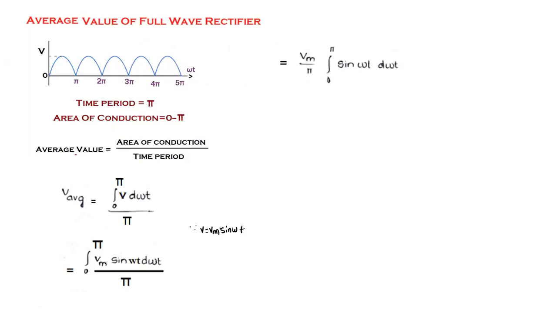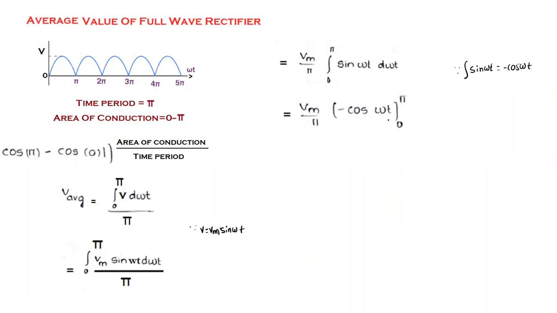I'm separating Vm by pi here: Vm by pi, integral from 0 to pi of sin omega t d omega t. I'm taking Vm by pi separately. Here, since we know that the integration of sin omega t is minus cos omega t, but here the limits are 0 to pi.